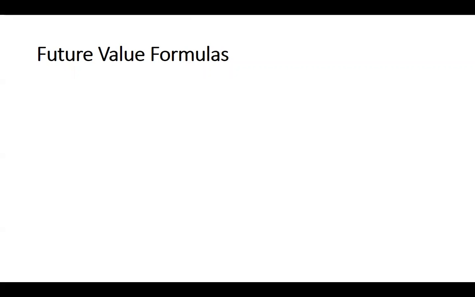Future value formulas. Now, these are formulas that you would see when computing interest that you're either going to earn or interest that you're going to pay, depending on whether you're investing or borrowing money. The first one is the simple interest formula, which is where you pay interest strictly on what you're borrowing, or you're paid interest strictly on what you invested.